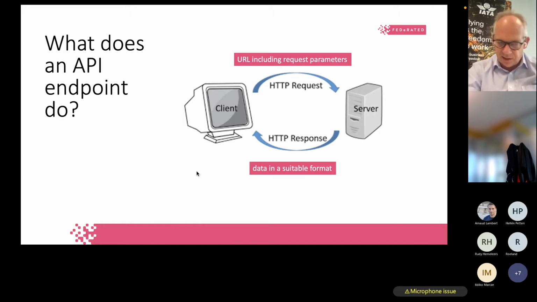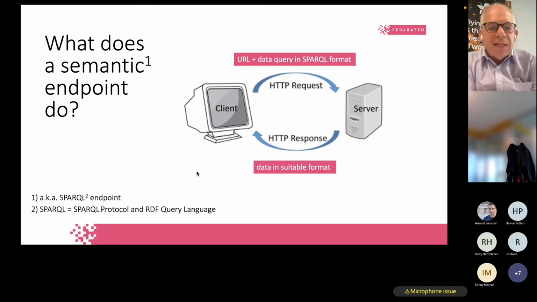The history of API is another story, but we're not going to go into that. Now, what's a semantic endpoint then? Well, as the picture gives away, it's actually very, very similar. It is still a client that does a request to a server, and the server still gives a response to that client. So that's the same.